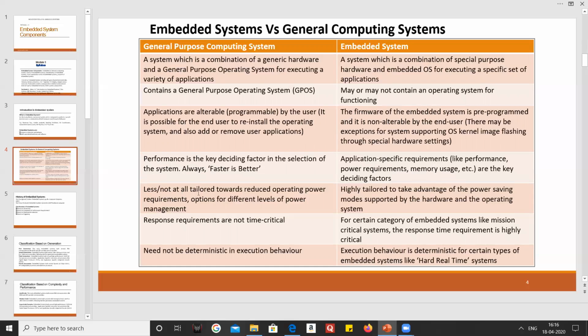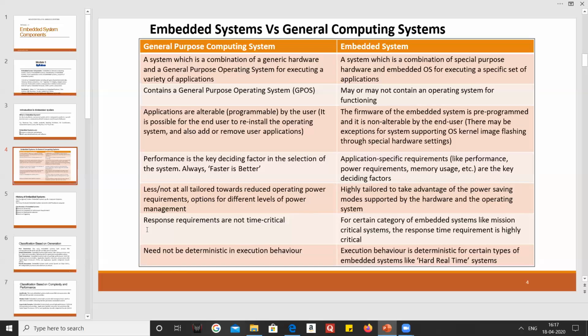Now let us go to the next difference. Less or not at all tailored towards the operating system. So as I said already, it is not tailored. So for different levels of power management, here it is a general purpose operating system, so definitely the power consumption will be more. Now coming to the embedded system operating system, it is highly tailored, meaning if it is very complicated, then definitely it makes use of a complicated operating system, and the power consumption and everything will be more. If it is small, it takes less power. So this is the difference. Let's go to the next one.